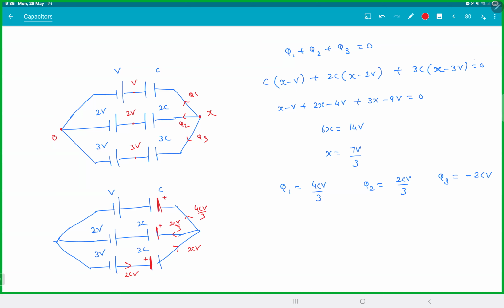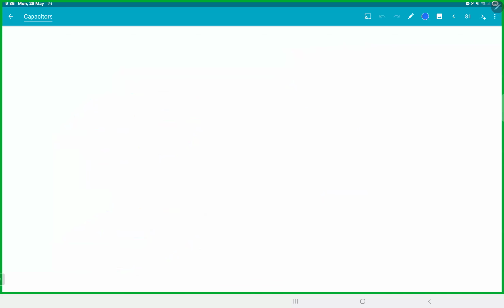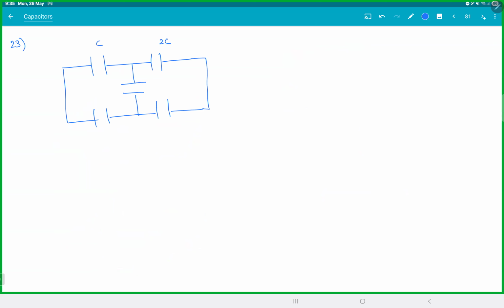Anyone not convinced with this? Great. Let's see one more like this. Find C equivalent. This is an unbalanced Wheatstone bridge.